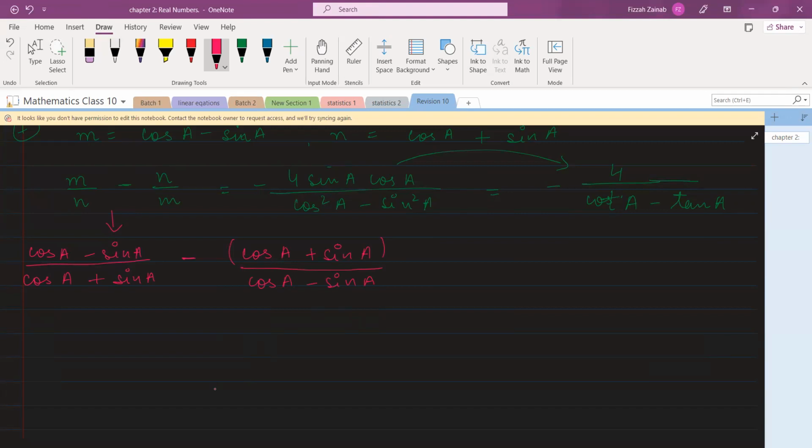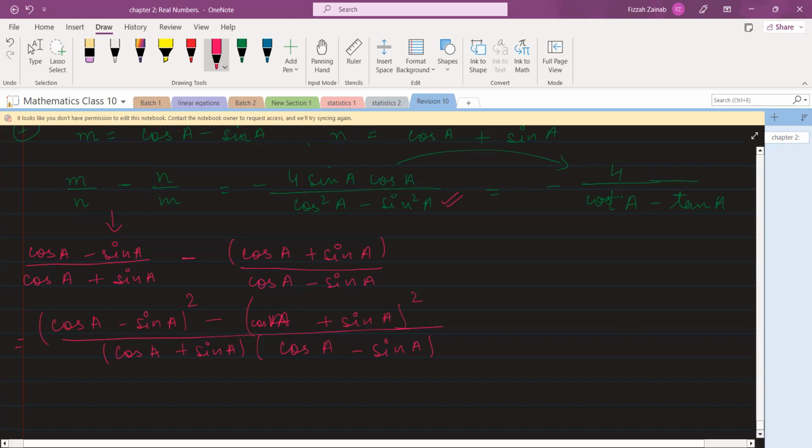So you can take LCM, Hamna, right? LCM is cos A plus sine A into cos A minus sine A. You can directly see this will become A square minus B square, which you have to show here in the denominator. All right. Now, so plus is already here. So here I get cos A minus sine A whole square, then minus, sorry, this is cos A plus sine A whole square.